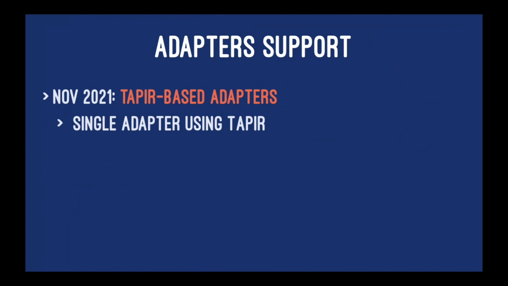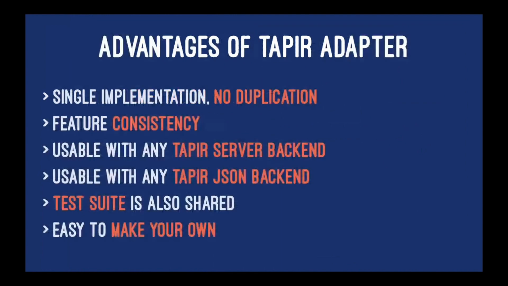So now there is a single adapter using Tapir that has all the functionalities that were dispatched between different adapters before. And you can use that Tapir adapter with any backend that Tapir supports. There are many benefits to that. Now we have a single implementation. There is no duplication between 4 different adapters. The features are consistent. You can use it with any Tapir server backend.